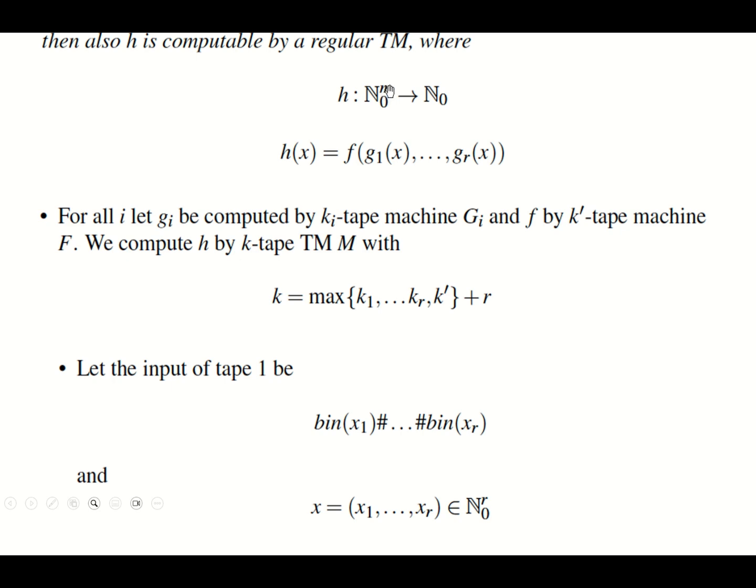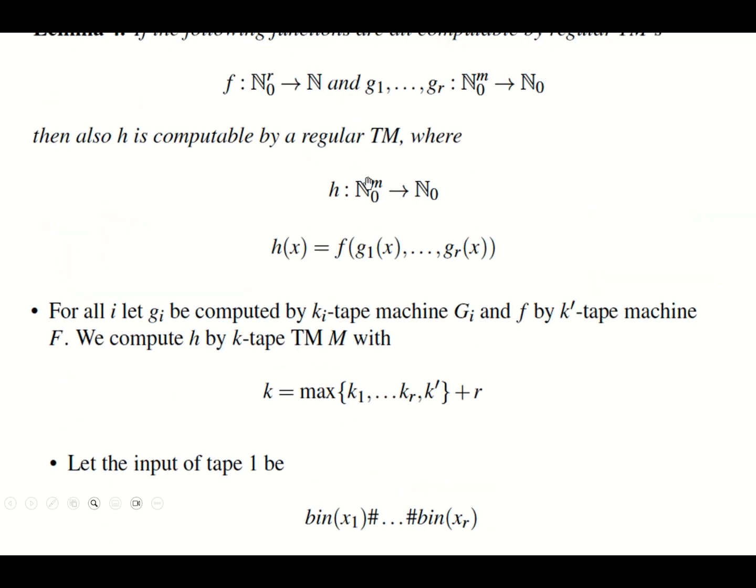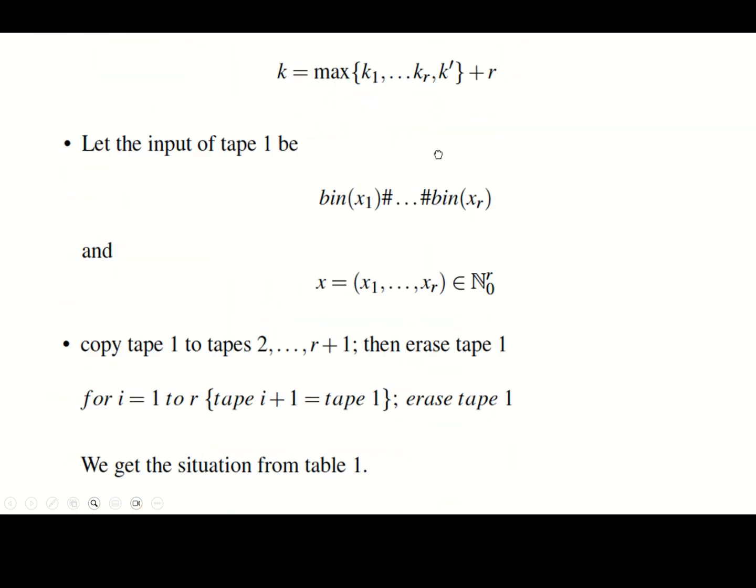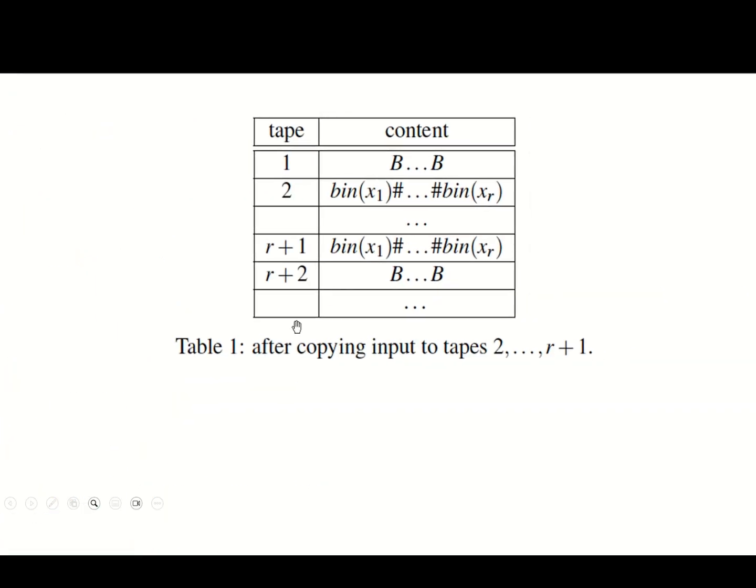How do I compute this? I take each number, plug it into G. So I take G1 of X, G2 of X, and then compute F of this thing. So first what I will do is I copy tape 1 to tapes 2 to r plus 1 and then erase tape 1. So let's look at the picture here.